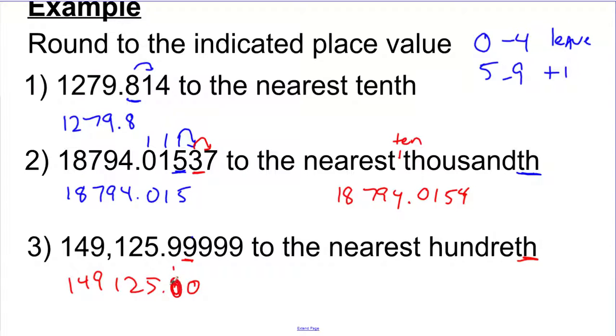This is now going to become a 10. I'm going to have to carry a 1. This is actually going to become a 6, right? So by rounding, I actually ended up completing a whole. So let me rewrite that so it looks like legible writing. 149,126. And I'm going to write the 0, 0 because it asked me to keep to the nearest hundredth, right? So I'm going to show them that there is actually nothing in those places, right? So 149,126.00 is rounded to the nearest hundredth.